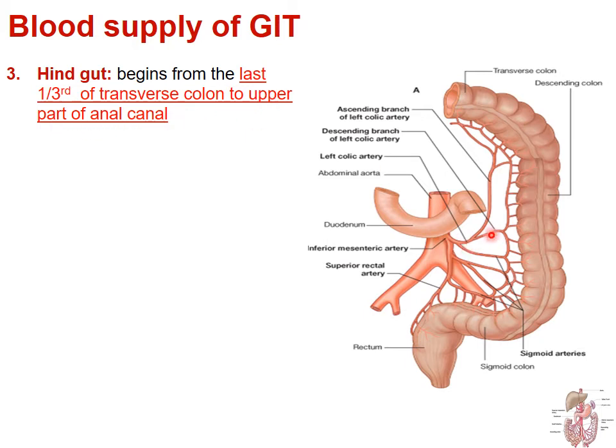If you see here, there is the inferior mesenteric artery and it starts giving branches to the distal one-third of the transverse colon. So this is the distal one-third of the transverse colon, right? The remaining two-thirds was supplied by the superior mesenteric artery. The distal one-third of the transverse colon, and then the descending colon, the sigmoid colon, then the rectum, till the upper part of the anal canal, are all supplied by the inferior mesenteric artery.